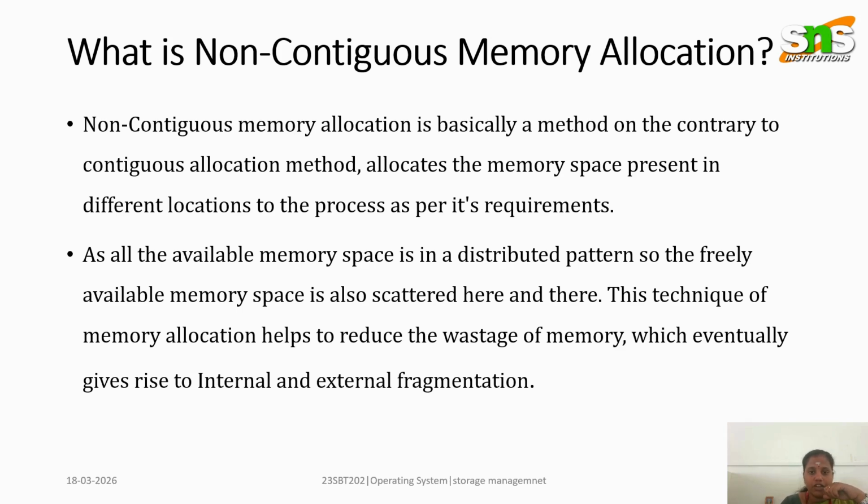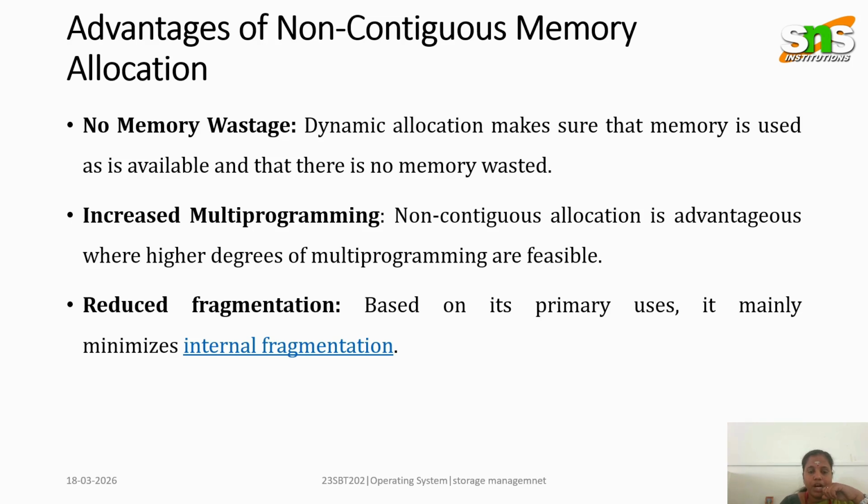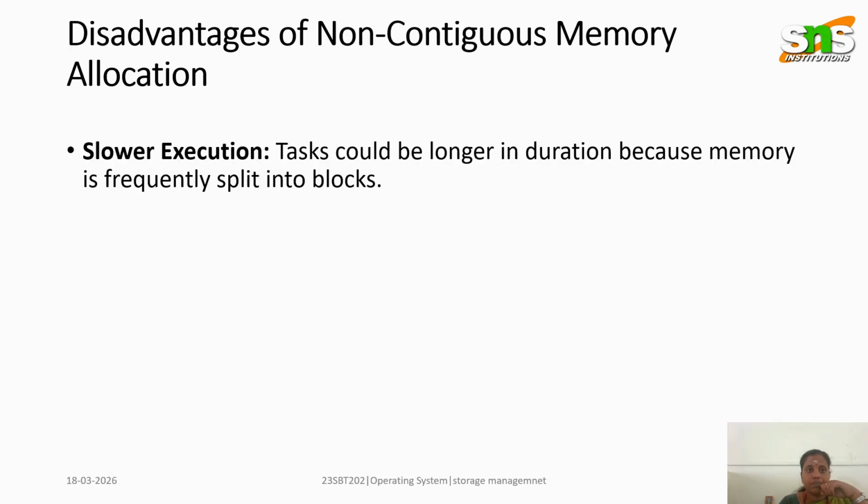This technique of memory allocation helps in reducing the wastage of memory, which would otherwise give rise to external and internal fragmentation. Advantages of non-contiguous memory: no memory wastage. It allocates the memory in a dynamic manner so that the memory is used as available and no memory is wasted. The next one is increased multiple programming, where a higher degree of multiprogramming is feasible. Next one is reduced fragmentation. Based on its primary uses, it mainly minimizes internal fragmentation.